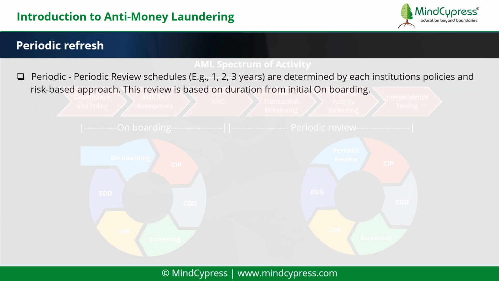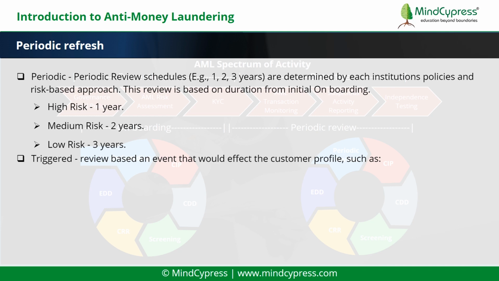Periodic review schedules, for example 1, 2, 3 years, are determined by each institution's policies and risk-based approach. This review is based on duration from initial onboarding. For example, high risk, 1 year. Medium risk, 2 years. Low risk, 3 years. Triggered: review based on an event that would affect the customer profile, such as alert investigation, subpoena, changes in ownership, negative media, suspicious activity.